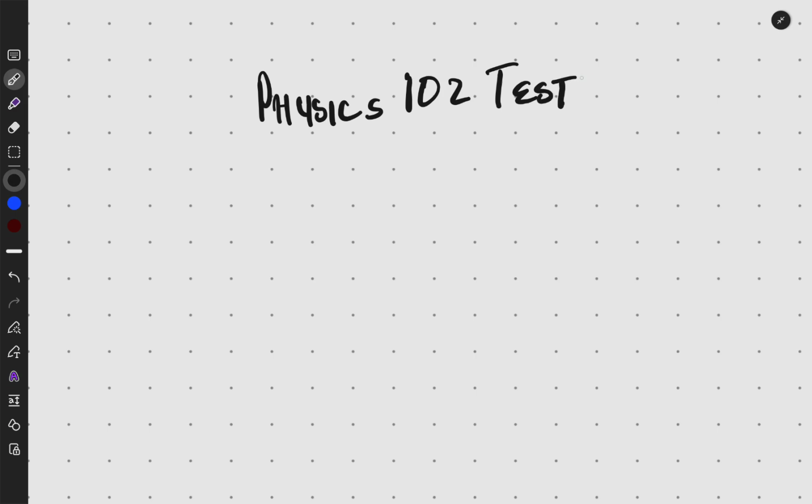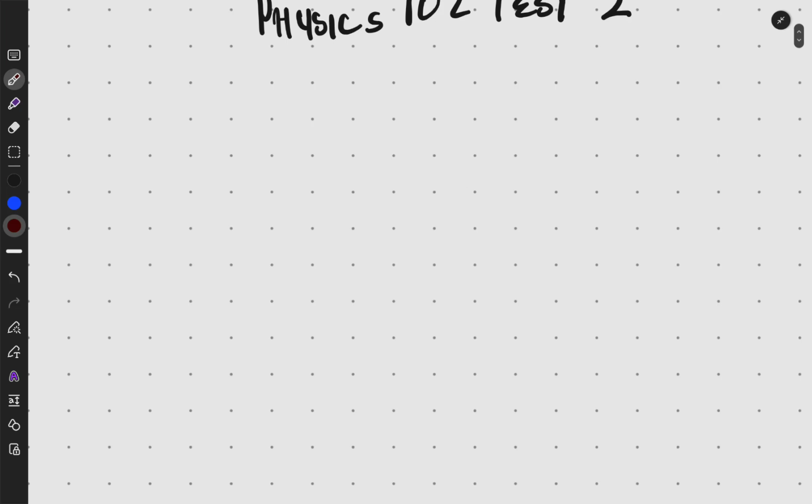Hey friends, we are going through your test 2 for physics, of course. So here's our Physics 102 test 2. Okay. We want to quickly look at the things that you're going to need to answer this test. First of all, I'm just going to put the formulas.